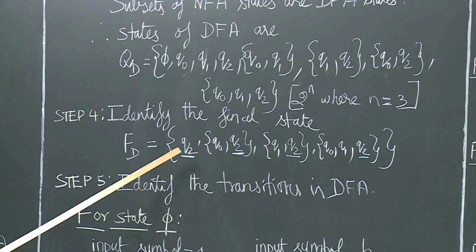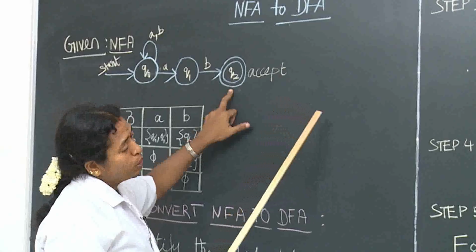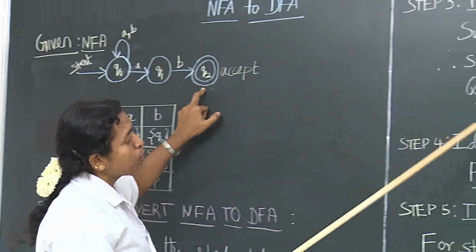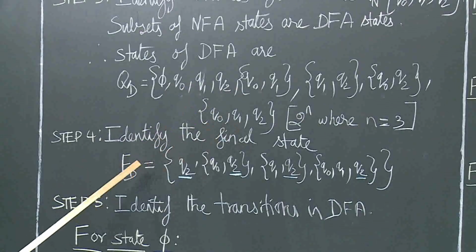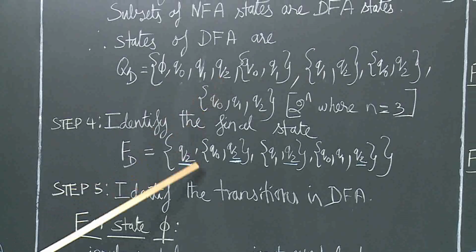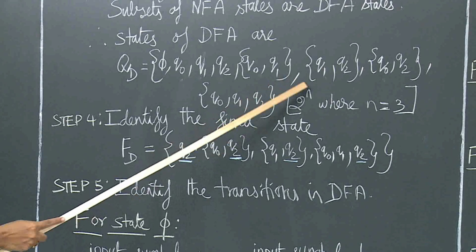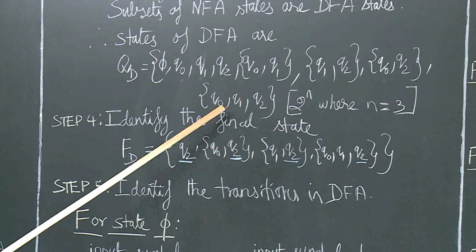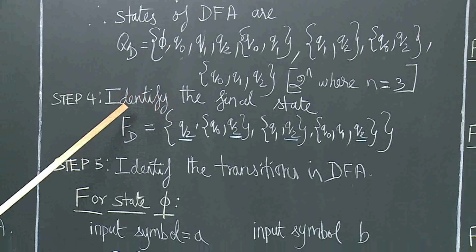In case of final states, here in the NFA the final state, as I have already told, is Q2. So what are the combinations of Q2 available in the states? Those states are all considered as the final states of the DFA. What are the combinations? Only Q2, then Q0 Q2, then Q1 Q2, and Q0 Q1 Q2. These are all considered as the final states for the DFA.